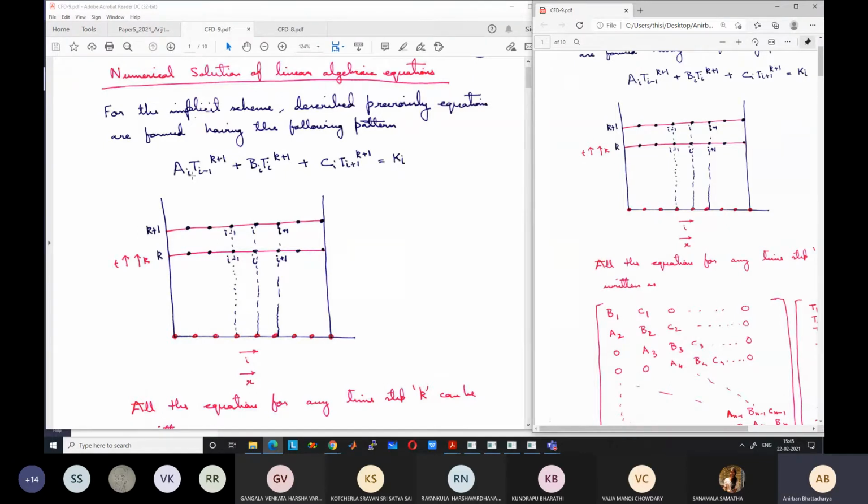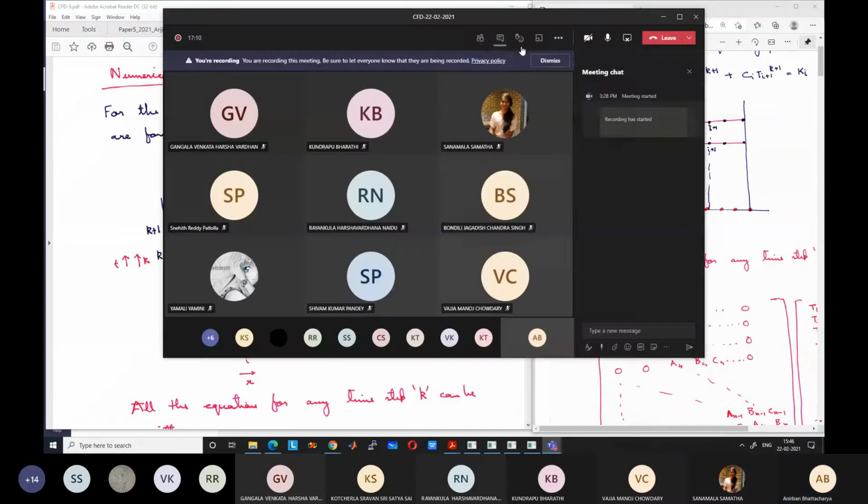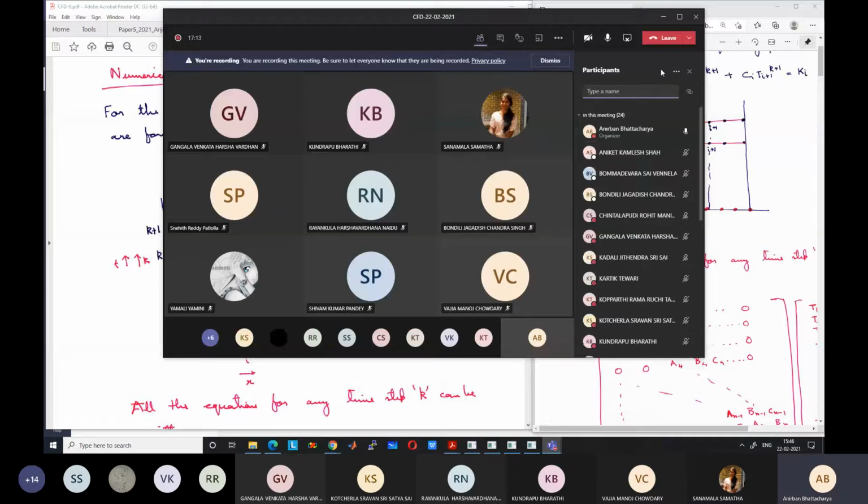If i is equal to 1, is there any i minus 1 point for i equal to 1? Answers. So you guys are not listening or what? Students are there.